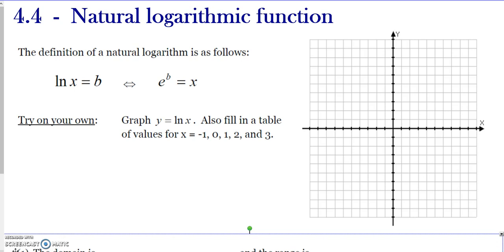Today we're going to talk about natural logarithmic functions. Again, we've been reviewing this already in class, so some of this will be review for you, but it's also a very good refresher. So again, natural logarithms, so ln of x equals b.